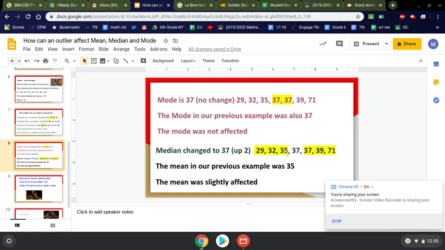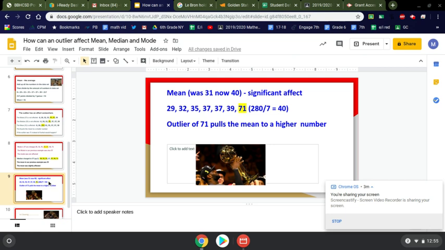The median does change slightly because the 8 comes out, the 71 goes in, the middle number now becomes 37, but that is just a slight effect. It is nothing that is major as far as an effect goes. But let's check out the mean. Instead of having a bad game of 8, LeBron scores 71. So this significantly affects our mean. Instead of having a mean of 31, his mean now goes to 40. That outlier of 71 pulls the mean to a higher number.